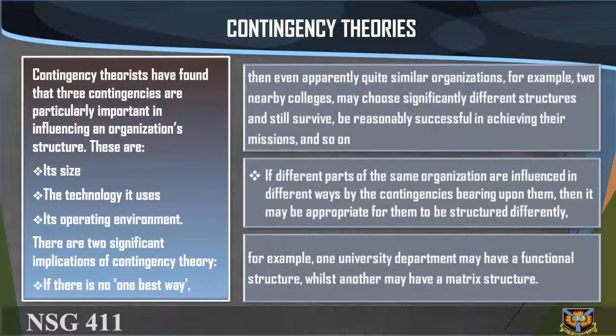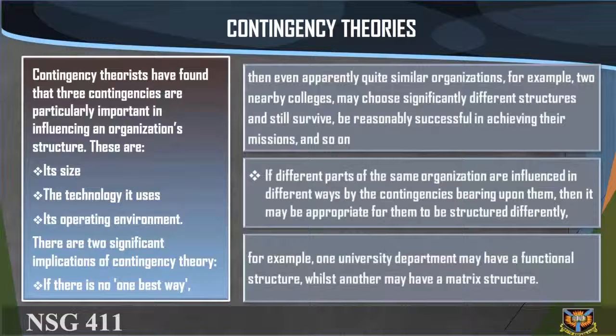1. Ford, UK. 2. Burns and Stoker, UK. 3. Lawrence Lush, USA. Contingency theories have found that 3 contingencies are particularly important in influencing an organization's structure. These are its size, the technology it uses, its operating environment. There are 2 significant implications of contingency theory.